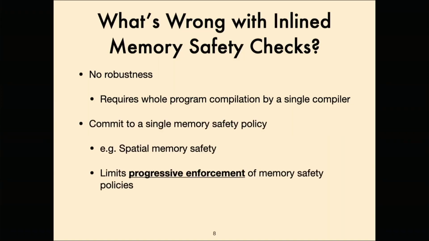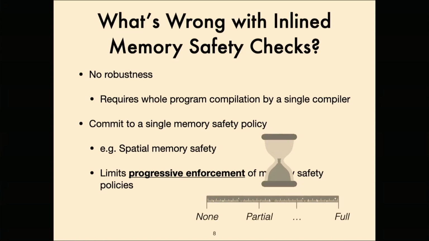The second reason is source code instrumentation. These inline memory safety checks mean that we're committing to a single memory safety policy much ahead in the compilation, say, for example, spatial memory safety, which is about buffer overflows. And this limits the progressive enforcement of memory safety policies. So what do I mean by that?